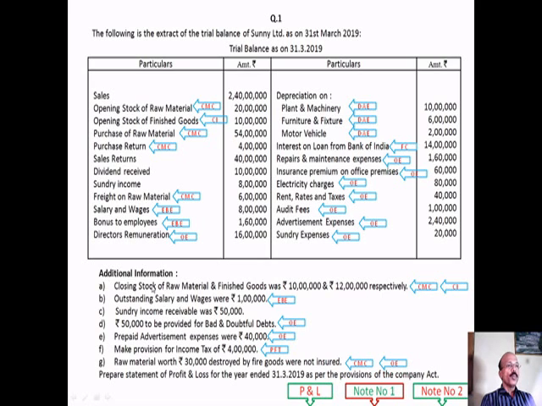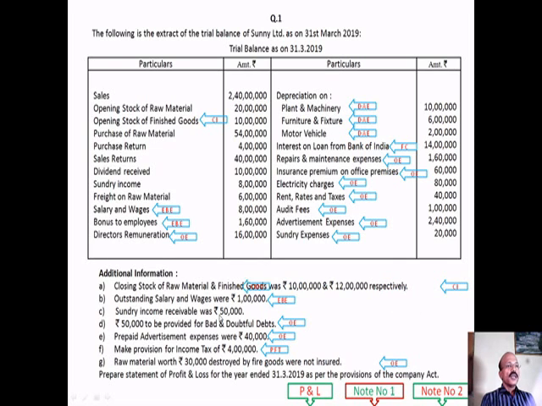CMC, yes, there is an opening stock of raw material which will be taken care of at the time of preparing CMC. And there is one more: raw material destroyed by fire will be subtracted from the purchases. So these items will be taken care of. Let us do it. Opening stock of raw material will be taken care of. Opening stock of finished goods will also be taken care of. The purchase of raw material will be taken care of. Purchase return will be deducted from it, and freight on purchases will be taken. Then the freight on raw material will be taken there.